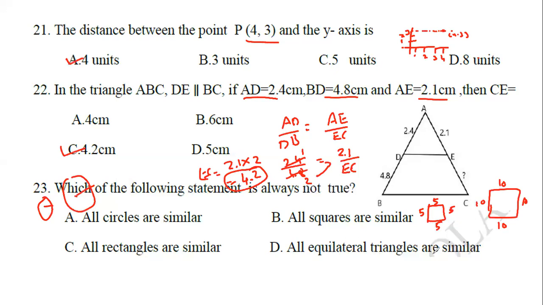All equilateral triangles are similar. Equilateral triangle means what? All sides must be equal. I will take this one as 3, 3, 3. Here 6, 6, 6. Take the ratios. What are the ratios? 1:2, 1:2, 1:2. So all of these are correct statements. But all rectangles are not similar. Yes, the correct option is option C.